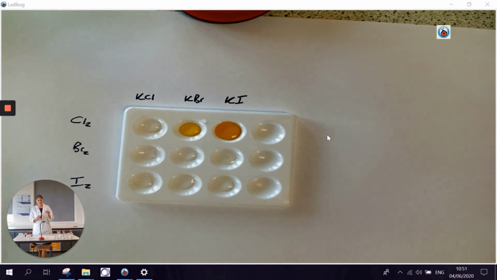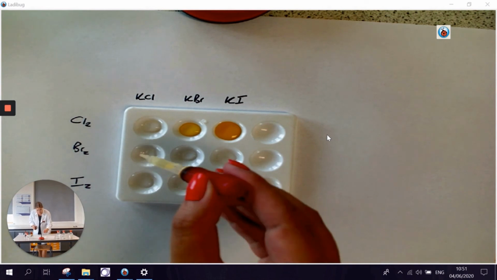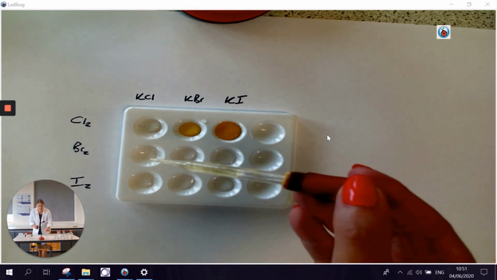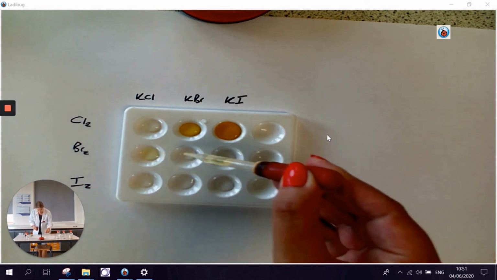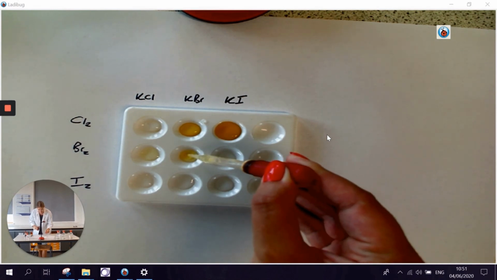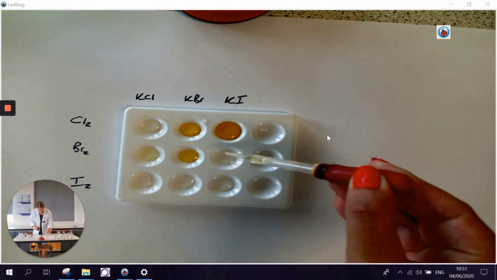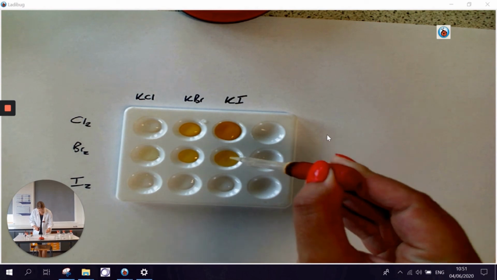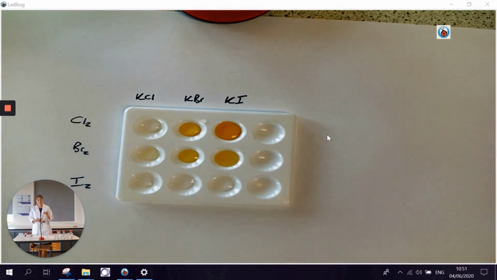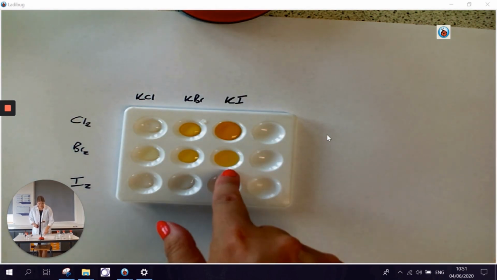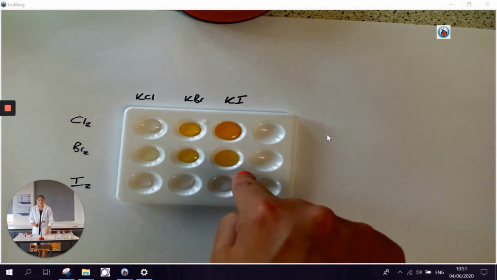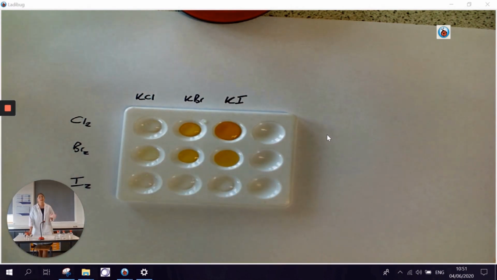Next, let's add the bromine water. Now, this is slightly pale yellow to begin with. So I'm just looking for it to change any more than its already pale yellow colour. Bromine won't react with itself, so we'll discount that one. And you can see we've got a slightly darker colour here, which means iodine is less reactive than bromine. Bromine's more reactive than iodine.